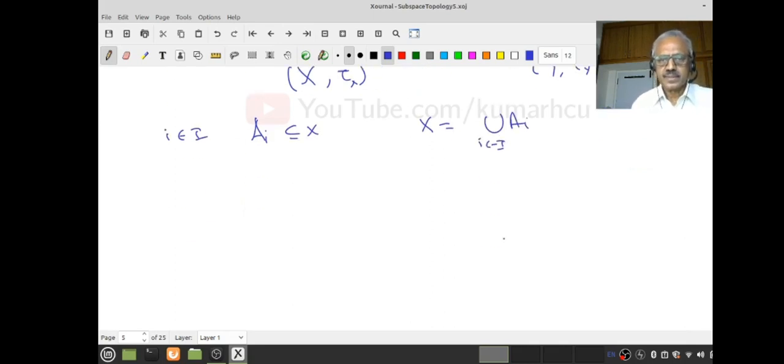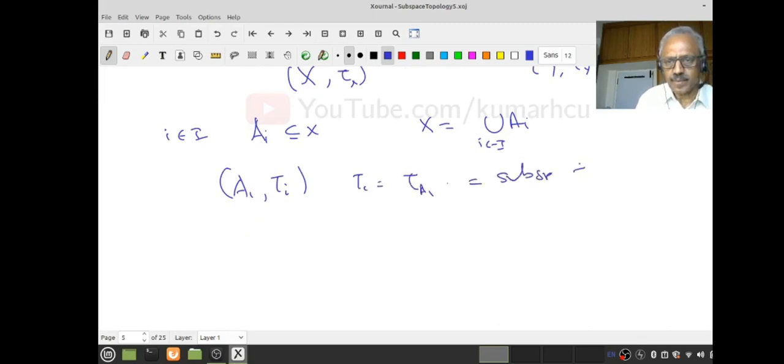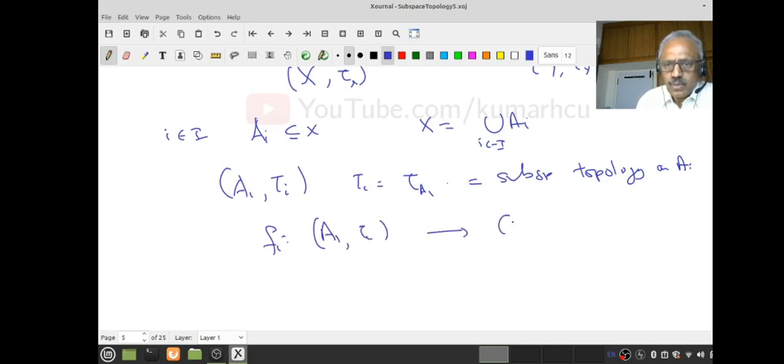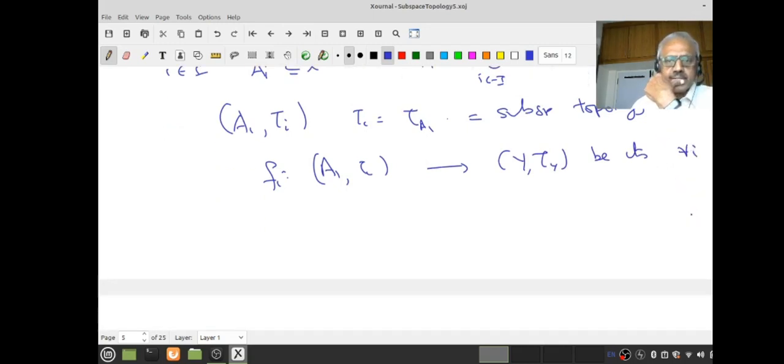Now what are the Ai? The Ai are given the subspace topology. Let me write it: tau i is the subspace topology on Ai. So what is the analogous question I am going to ask? Let fi from (Ai, tau i) to (y, tau y) be continuous for all i. You understand that?